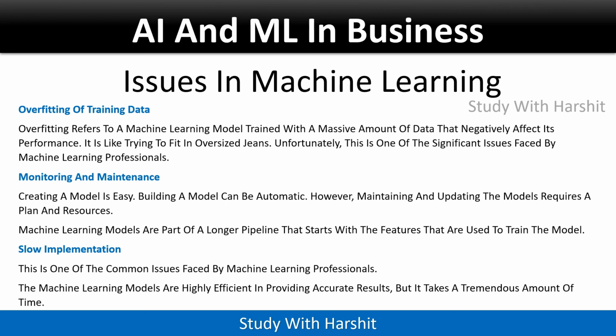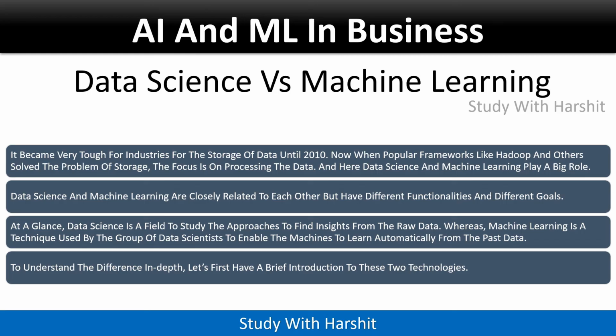Monitoring and maintenance. Creating a model is easy. Building a model can be automatic. However, maintenance and updating the model requires a plan and resources. Machine learning models are part of a long pipeline that starts with the features that are used to train the model. Slow implementation. This is one of the common issues faced by machine learning professionals. The machine learning models are highly efficient, providing accurate results, but it takes a tremendous amount of time.